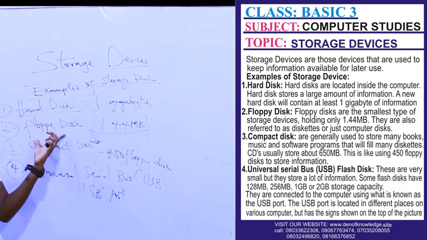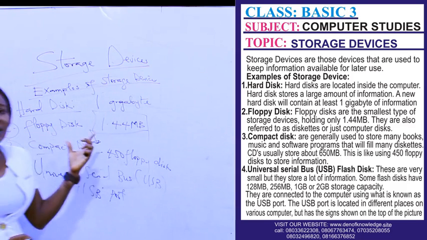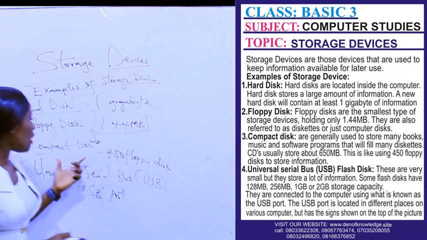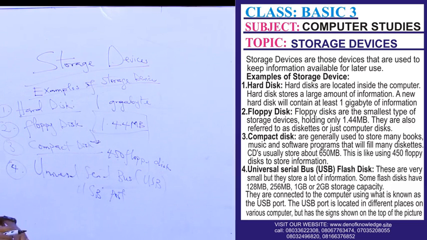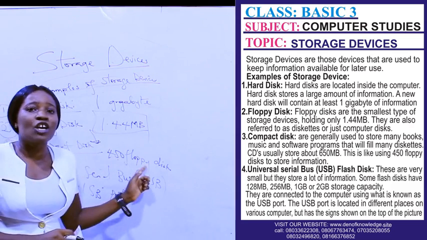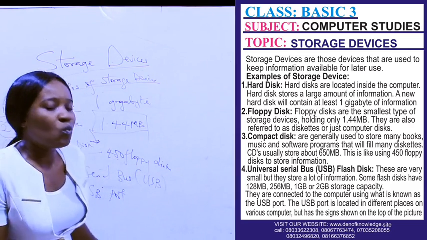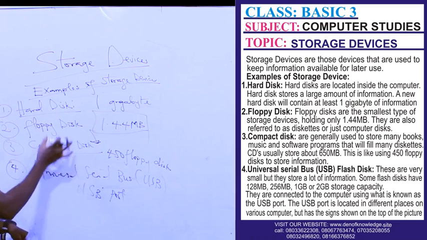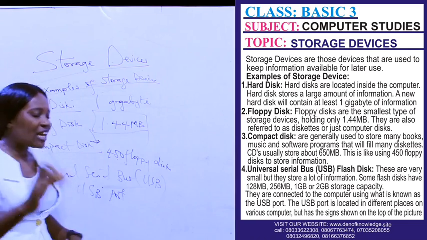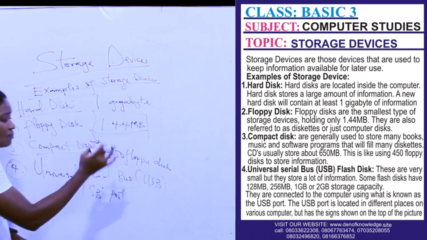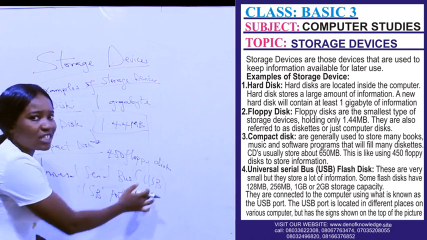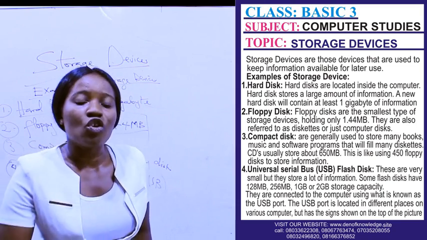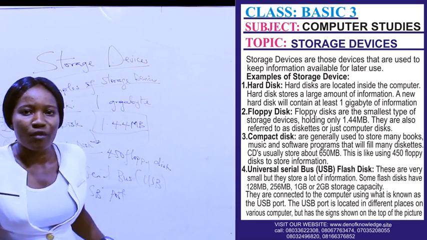Then we have the floppy disk. We said that a floppy disk has about 1.44 megabytes. Then we also have the compact disk. We said that a compact disk is like 450 floppy disks, which means that a compact disk is much bigger than a floppy disk. Then the last one is your Universal Serial Bus, that is your USB. Some people call it flash, your flash disk or your flash drive, whichever way.